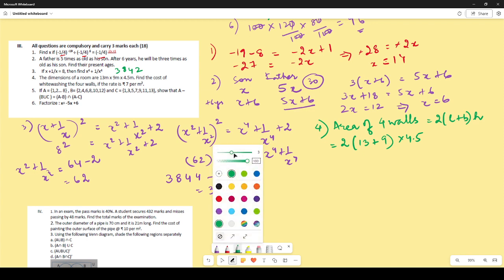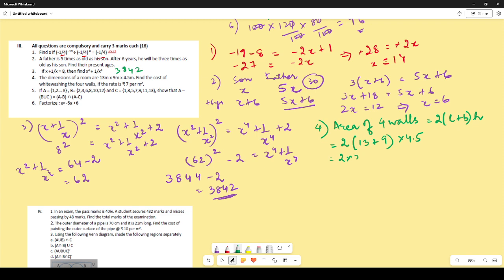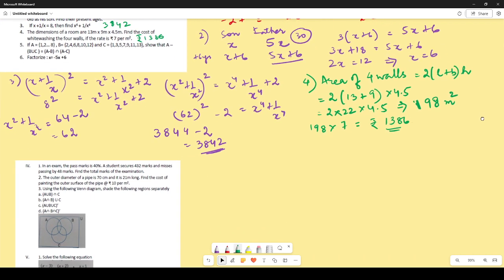Now what does it become over here? This is 2 into 22 into 4.5. So when you calculate it, what is it that you get over here? The area would be 198 square meters. When you multiply this, you get 198 square meters. And when you multiply 198 with 7, the answer that you get is rupees 1386. That should have been your answer. So the answer here is 1386 rupees, right? If you have not done it this way, then obviously you are going to get an incorrect answer. Now let us take up question number 5.